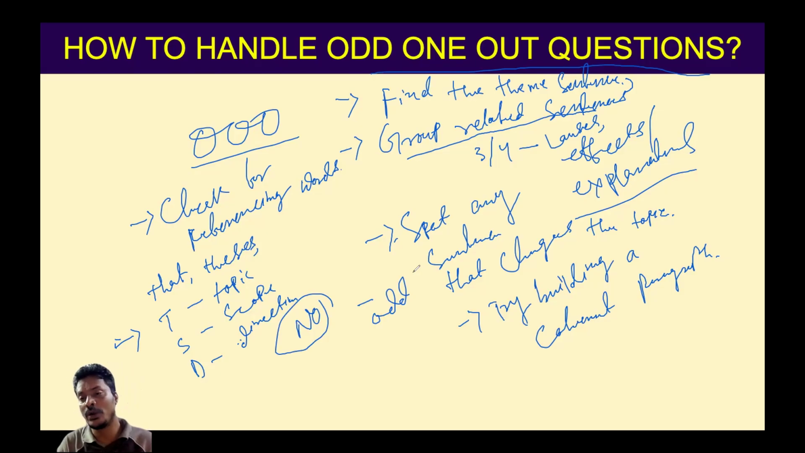For odd one in or odd one out questions, follow this: identify the main theme sentence. The theme usually introduces a problem, gives a broad context, contains general information, and doesn't refer back to anything, right? Let's say that.